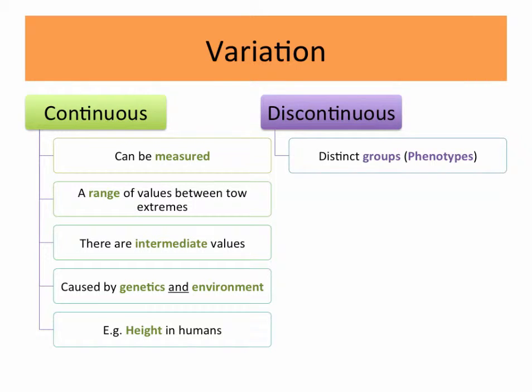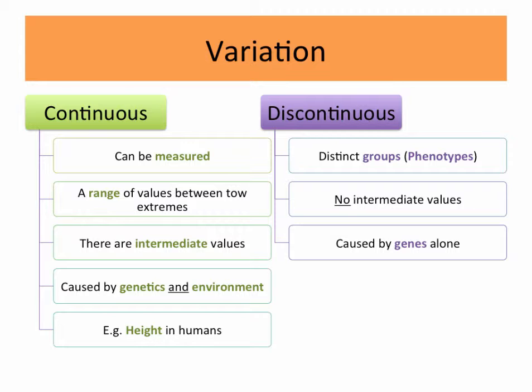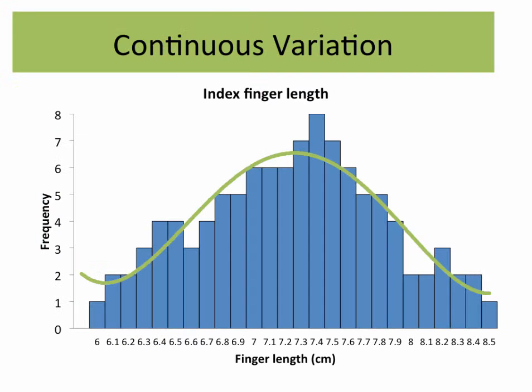Discontinuous variation is a little bit different because there are distinct groups or phenotypes. There are no intermediate values. Organisms have to fall within one of the groups. Discontinuous variation is caused by genes alone. For example, A, B, and O blood groups in humans.